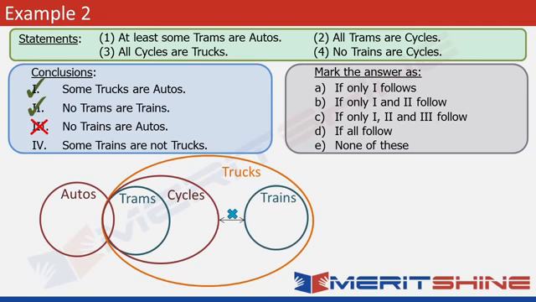No, absolutely not. Trains and cycles are still disjoint sets. But now all the trains are within trucks. It means that our conclusion, some trains are not trucks, does not follow. All the trains can be trucks. And so our answer would be option B. Only 1 and 2 follow.